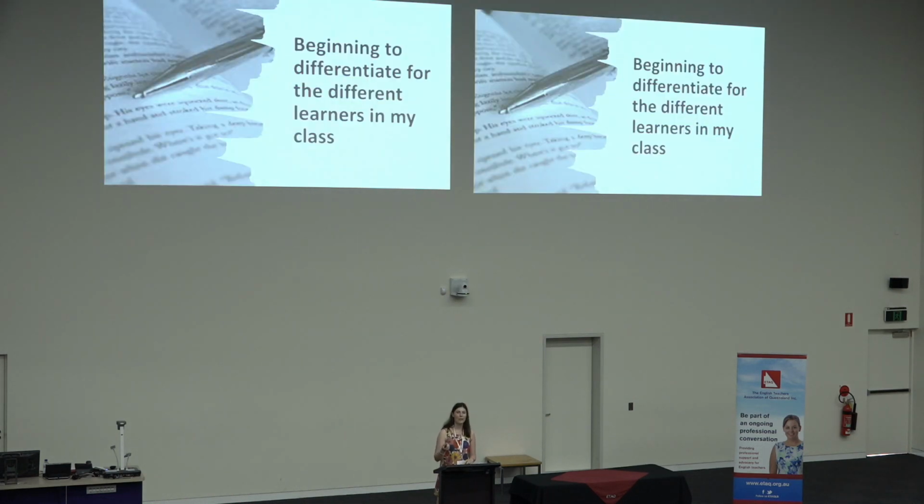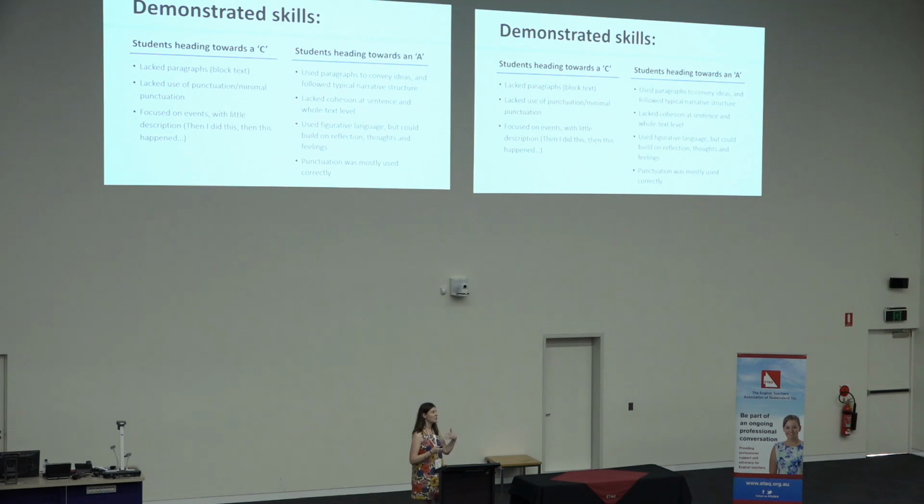So yeah, that's how I begin to start differentiating for my class. I start looking at what kids can and can't do and start assigning them groups based on that. And then I write a list of the skills that students have demonstrated. As you can see, I've just focused on my students working towards C's and my students working towards A's. I tend to have 3 to 4 groups in my class, so the middle groups tend to benefit from instruction either side. But yeah, for instance, if we look at my students working towards C's, a lot of them lacked paragraphing. It was just a block of text.